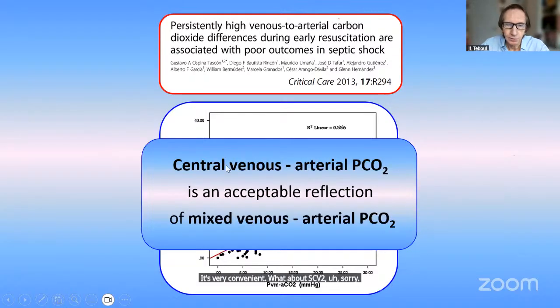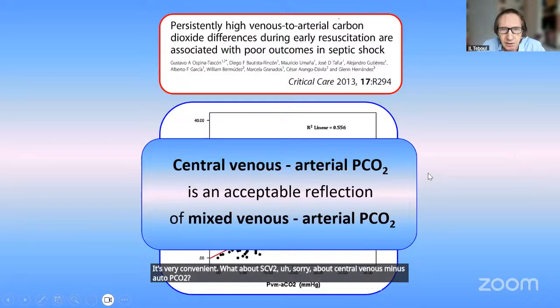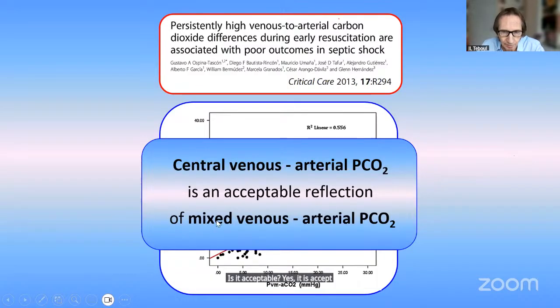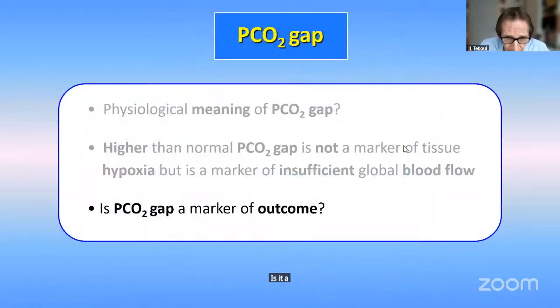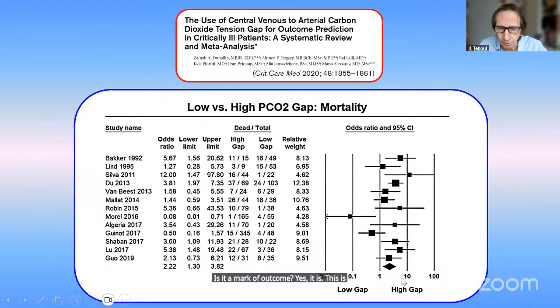What about ScvO2? About central venous minus arterial PCO2. Is it acceptable? Yes, it is acceptable as a reflection of mixed venous arterial PCO2. So we can use the central vein if you have no PA catheters. Is it a marker of outcome? Yes, it is. This is a meta-analysis showing that when you have a high value versus a low value, the mortality is higher in case of high value.